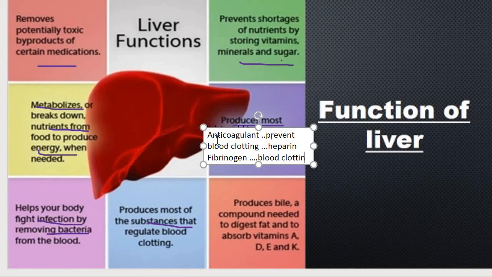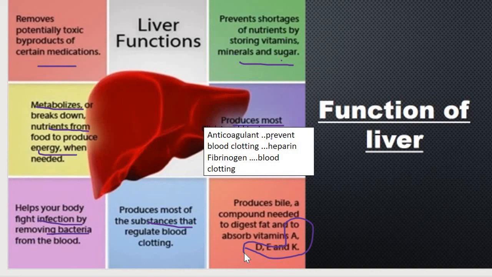So, liver is one of the important factors which helps in blood clotting as well as which prevents blood clotting inside the body. Body ke andar blood clotting ko prevent karne ke liye it produces heparin. And it produces fibrinogen for blood clotting when bleeding occurs. Okay. Liver also helps in storage of certain proteins, and vitamins also. It stores vitamins A, D, E, K. A, D, E, K are fat soluble vitamins which are stored inside the liver.